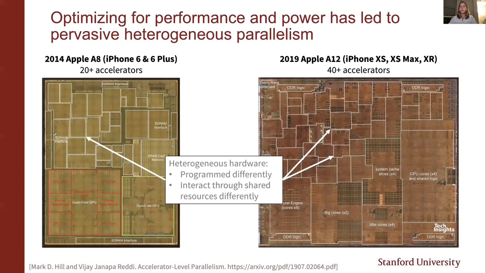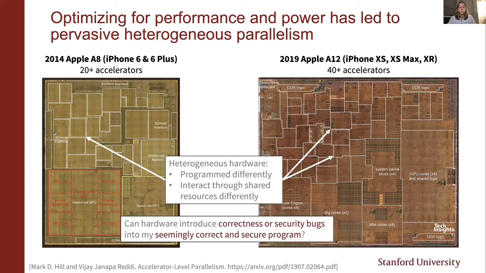Optimizing for high performance in power-efficient hardware organizations has led to pervasive heterogeneity and parallelism in modern hardware systems. This slide features some Apple iPhone architectures as an example, each with dozens of specialized hardware components that operate and interact concurrently. Unfortunately, what heterogeneous parallelism buys us in terms of power and performance comes at the cost of increased design complexity, with each of these different hardware modules being programmed differently and interacting through shared system resources differently.